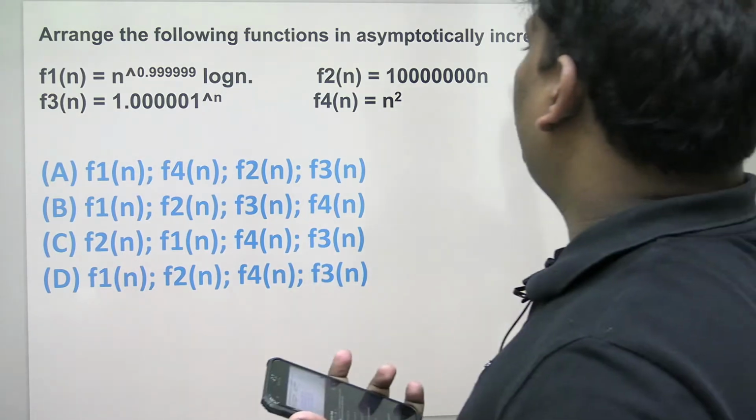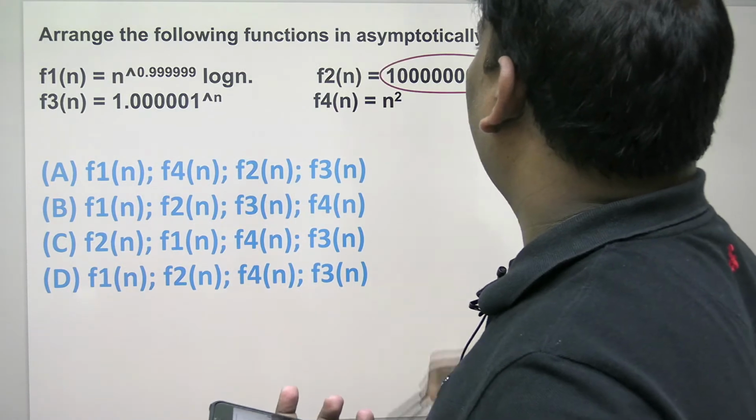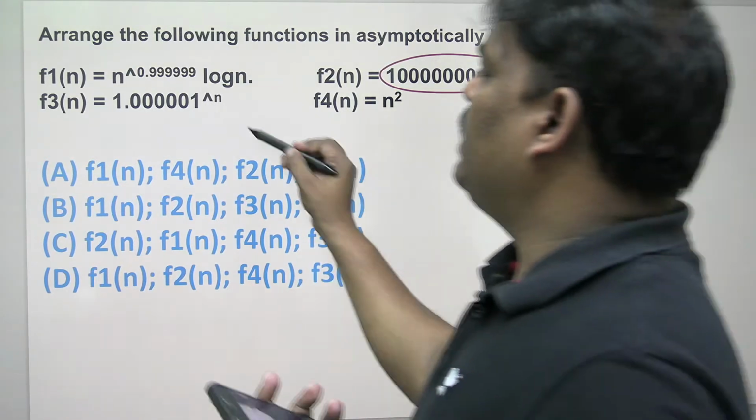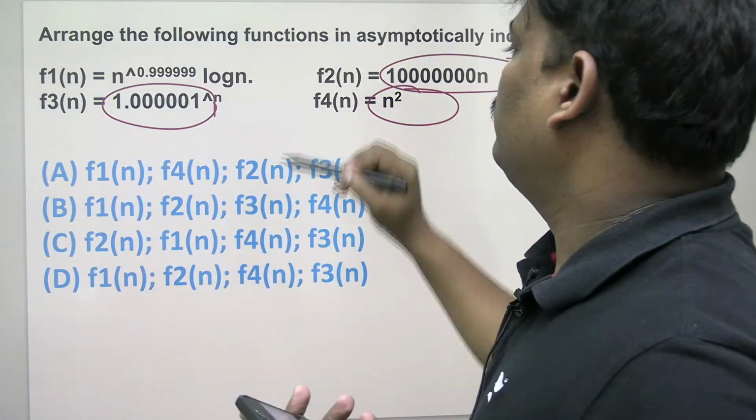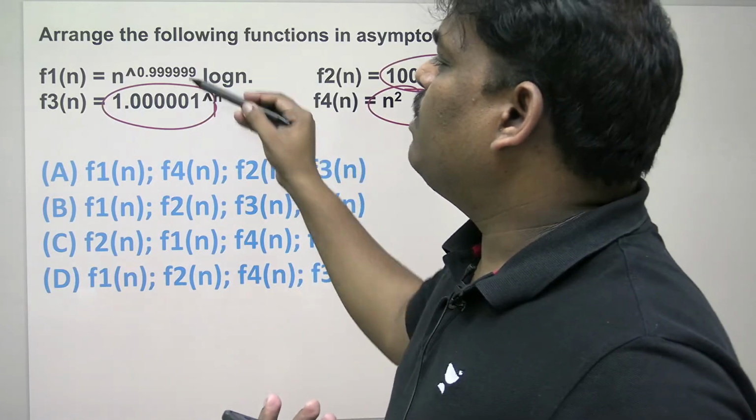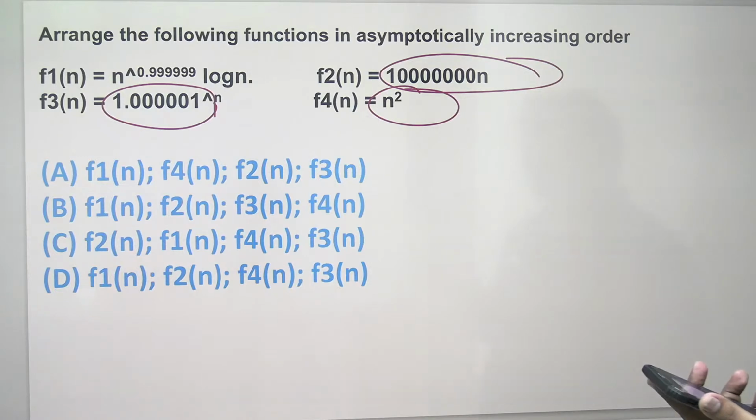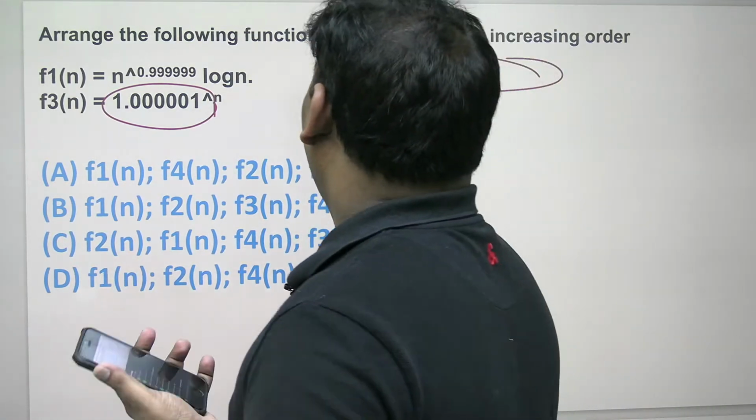It is something like 1 lakh n, or maybe 1 crore n. Anyhow, constant, 1 crore n. It is a power, n square. It is n power 0.99999 into log n. I think a very nice trick is there.